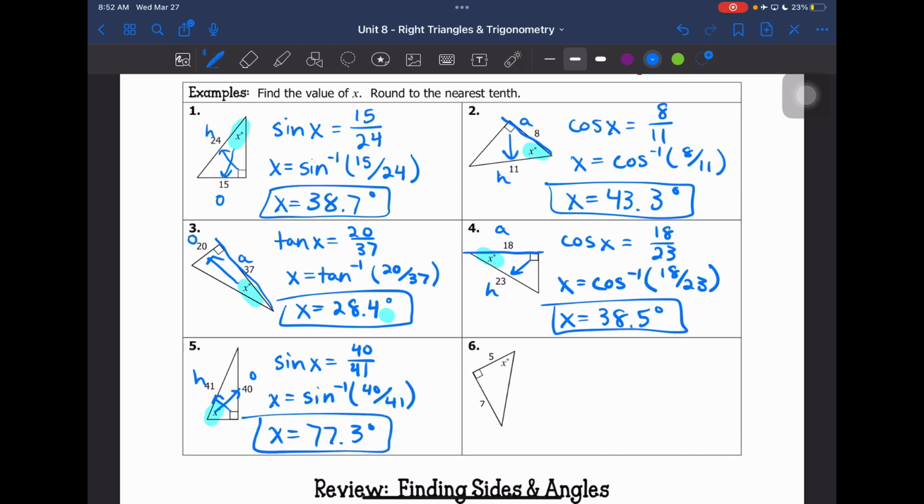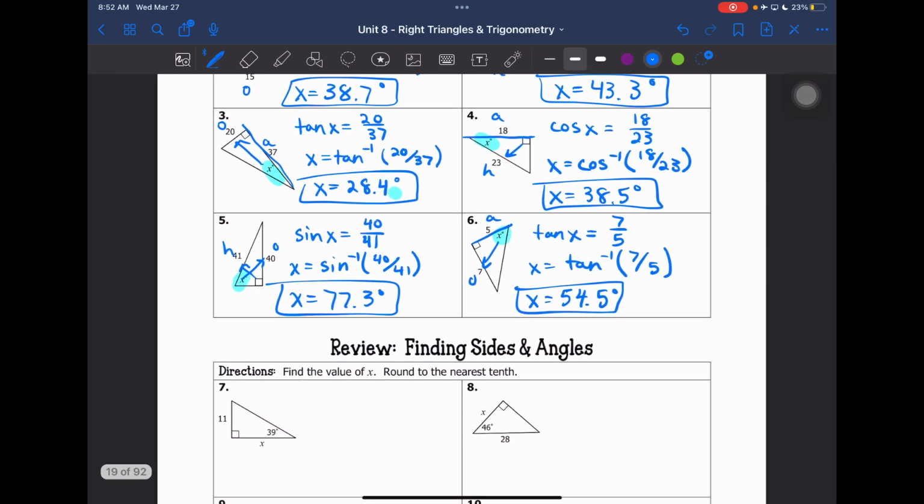And then number 6. So this one, I have to figure out what type of legs. This is going to be the opposite leg, and this is the adjacent leg. So I have opposite and adjacent, which means I'm going to use tan. So tangent of x is equal to 7 over 5. So x would be whatever the inverse tangent is of 7 over 5. So x is equal to, this comes out to 54.5 degrees.